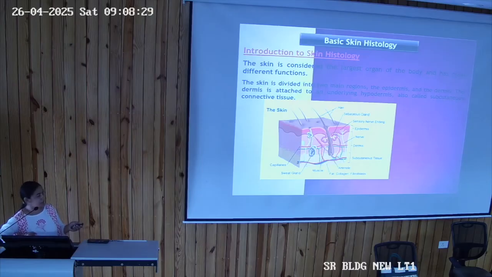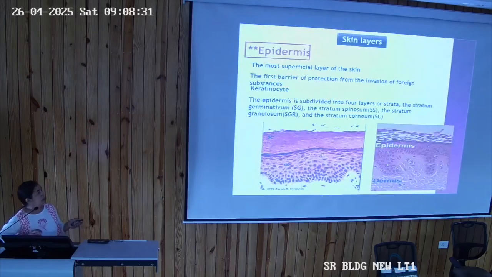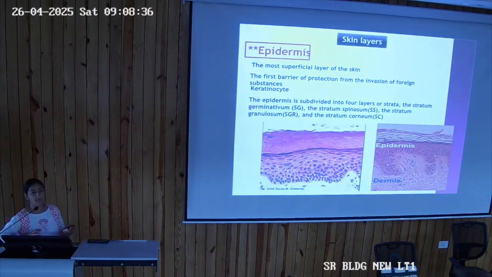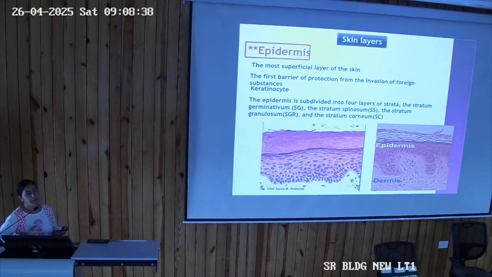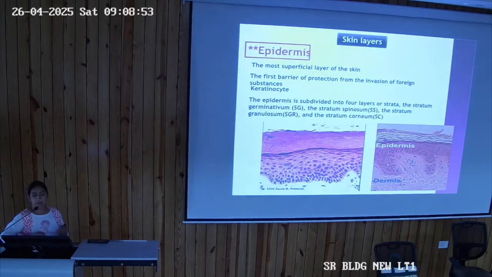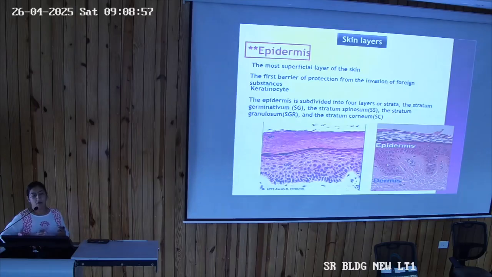The first layer, epidermis, is the most superficial layer. If it is the superficial layer, that means it is forming the barrier for everything. So it is a protective layer, protecting the cover over the body. Now, we are talking only about the epidermis, not the dermis. The epidermis is divided into different layers, and these layers are called strata or stratum.